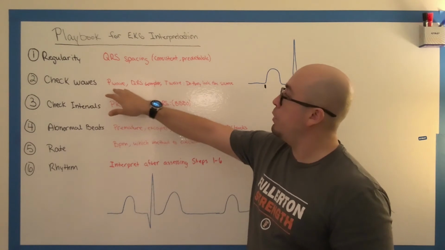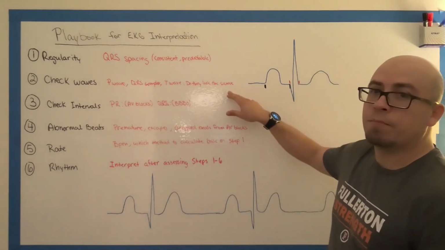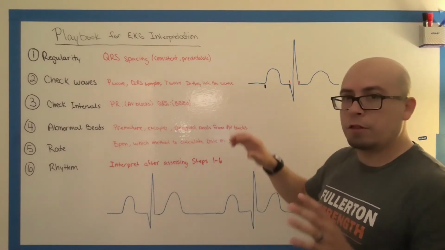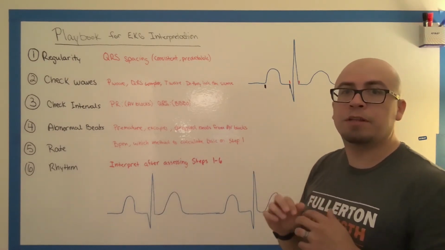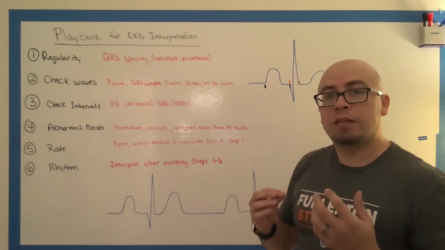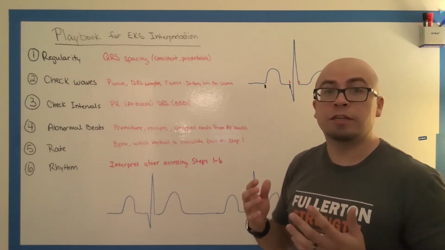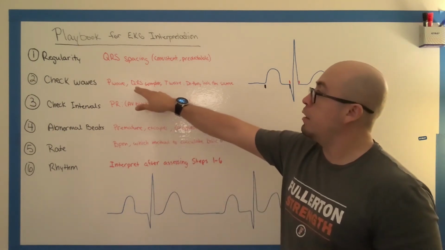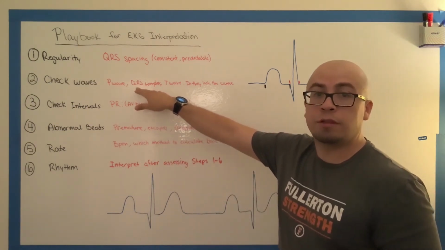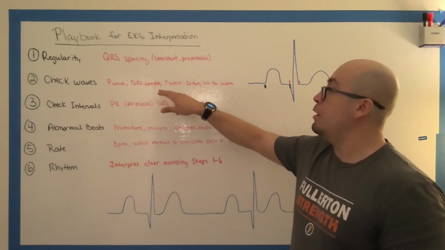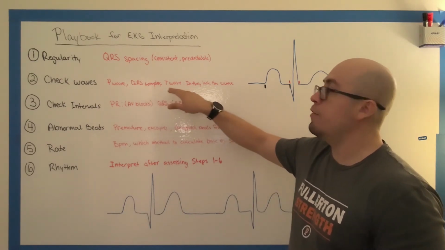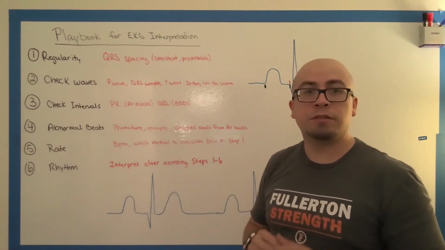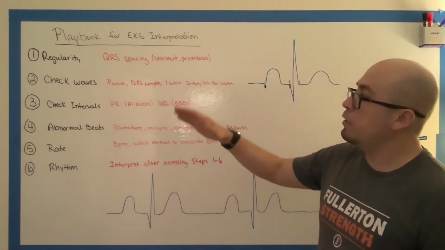So you want to check your P waves. Do they all look the same? That's the important part, because if they all look the same, we're in good shape. If they look different, then they're generated by different areas of the atrium, and we need to be a little bit more cautious in our interpretation. We'll take that into consideration as well. Then you also want to take a look at your QRS complexes, make sure they all look the same, and make sure that all QRS complexes have a T wave that follows them. If you have all three of those, you're good to go. Let's move on to the next step.